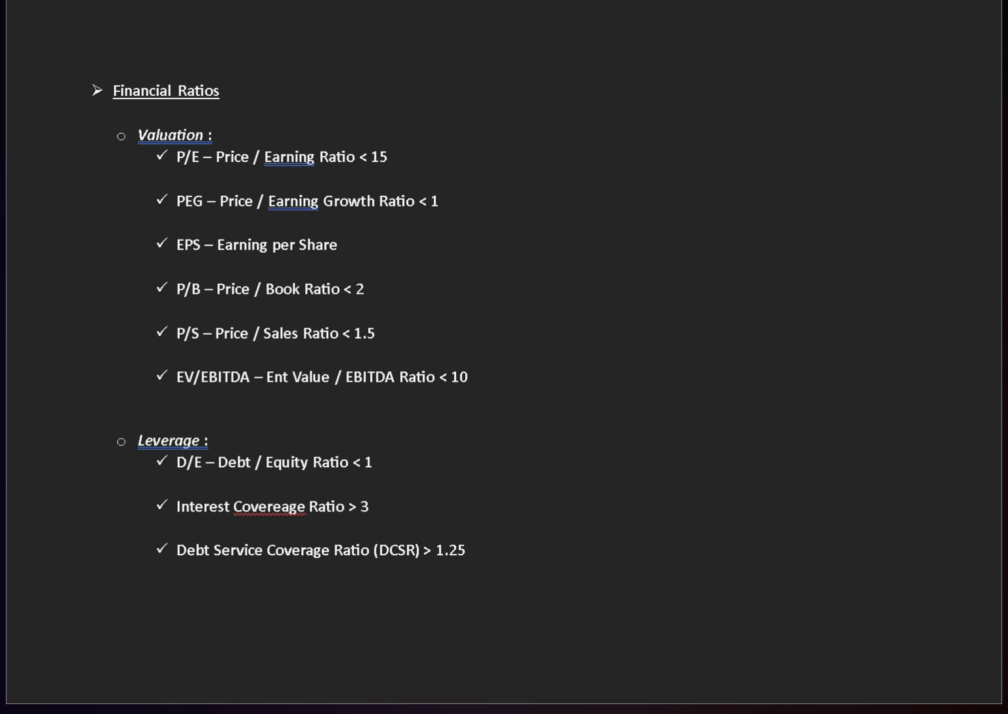So here are the following ratios. First, the valuation ratios. The first one is the price to earning ratio. As we are aware, the price to earning ratio should be less than 15. Why? Ideally, companies with a price to earning ratio of less than 15 are considered reasonably valued or undervalued. But this varies from company to company and industry to industry.